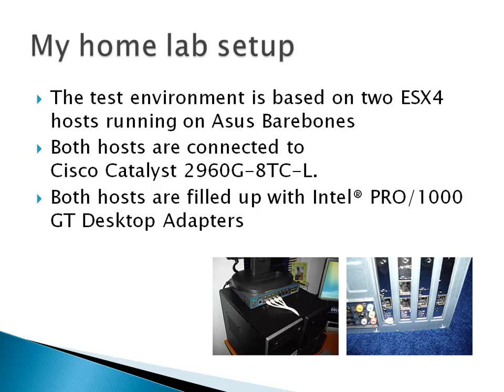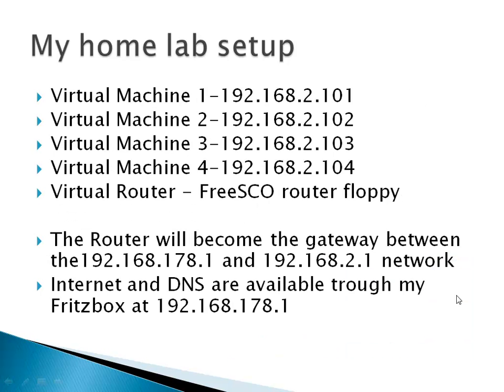What I also did is fill up my ESX host with all the network cards I could buy, so I have enough physical NICs in my physical systems. I've created some virtual machines, 4 of them, and they are ranging from 101 to 104 IP addresses. I'm also going to show you how to use a virtual router based on the free Vyatta router floppy. It was used during the 3.5 and 3.0 courses.